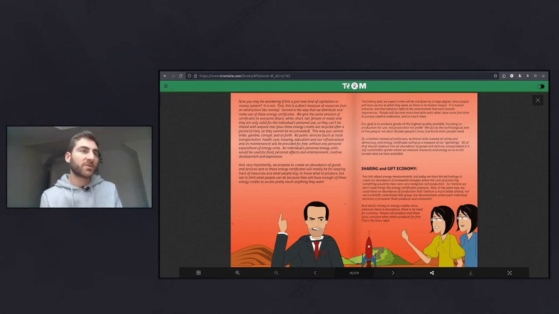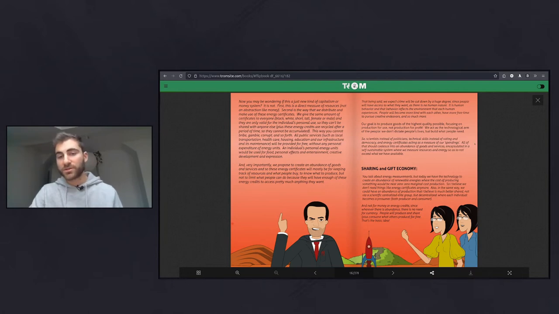He's trying to propose some kind of energy units that are a kind of measurement for the production of goods and services. And then people won't be allowed to accumulate them because these energy credits are recycled after a period of time. That being said, we expect crime will be cut down by a huge degree, since people will have access to what they want as there is no human nature. So he really gets the point that human behavior is created by the environment. And he says that behavior reflects the environment that each human experiences. People will become more kind with each other, have more free time to pursue creative endeavors, and so much more.